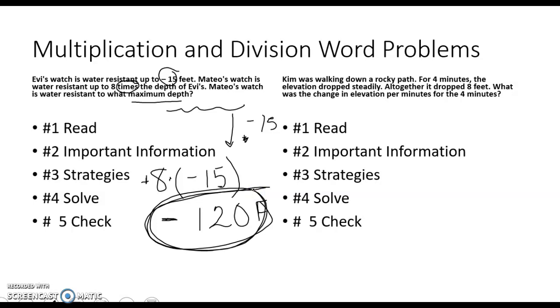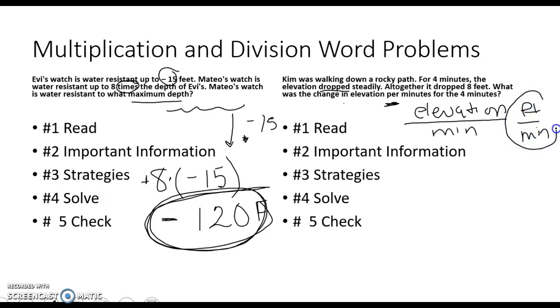The last question. Kim was walking down a rocky path for 4 minutes. The elevation dropped. It's going down steadily. Altogether, it dropped 8 feet. What is the change in elevation per minute for the 4 minutes? This per right here, when I read elevation per minute, we're going to see a lot of this in the next unit when we do unit rate. Elevation per minute. So it's kind of feet per minute.